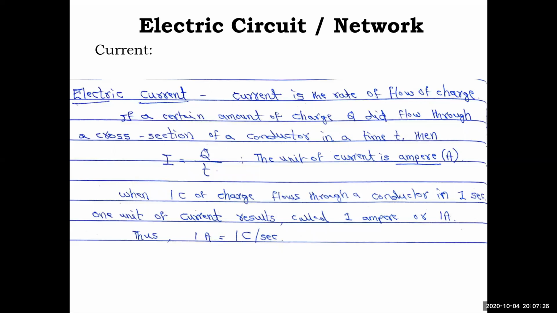And the unit of current is ampere. How do you define 1 ampere of current? When 1 coulomb of charge flows through a conductor, any conductor. The materials are classified into three types: conductor, insulator, and semiconductor. A conductor allows the flow of current. Insulators like wood, plastic, and fiber do not. If you give the current connection, you will not get any shock, you will not get any flow of current, so they are called insulators.